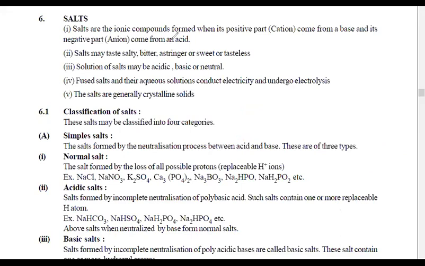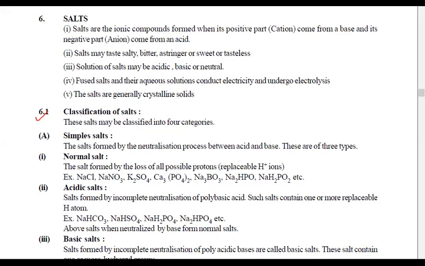So let's see the types of salts. Now, when we talk about the types of salts, as you said, it is simple or normal salt, acidic salt, basic salt. Now it depends on two things. First, it depends on the respective acid and base which form this kind of salt. And second is the concentration. That is also one of the major factors.